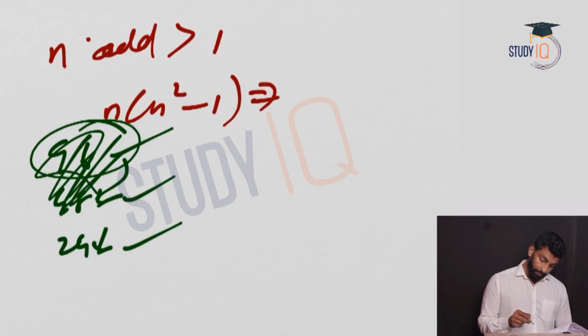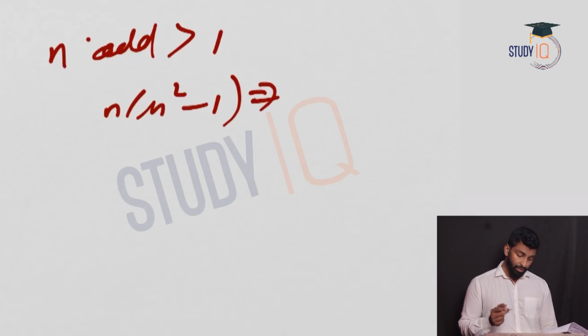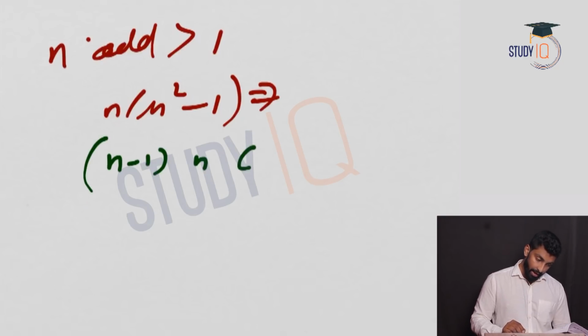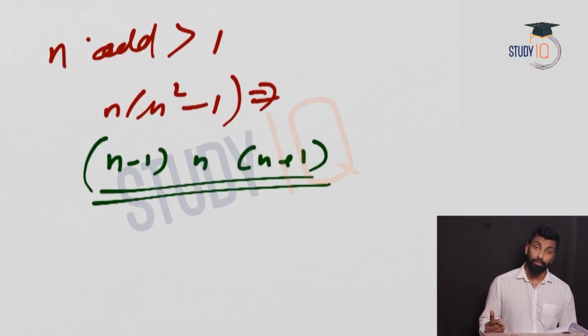Based on this only, if you need to confine to two options, this is one way in which you can confine to two options. Otherwise, how will you solve it? You will split n square minus 1 as n plus 1 into n minus 1. Then you will write it as n minus 1, n and n plus 1. Now if you observe this, these are three consecutive natural numbers, right?